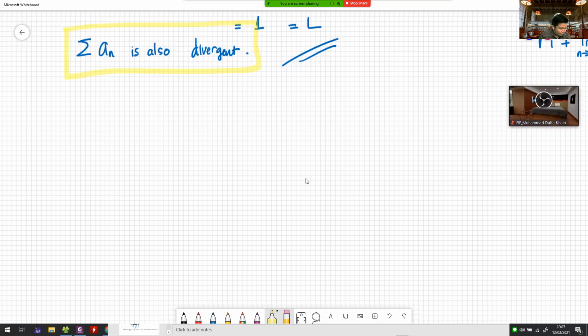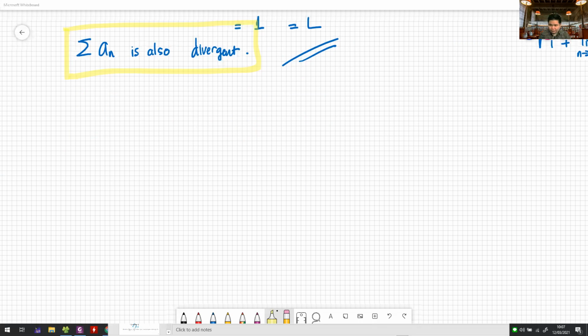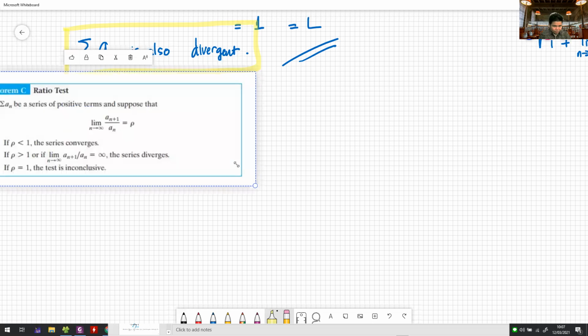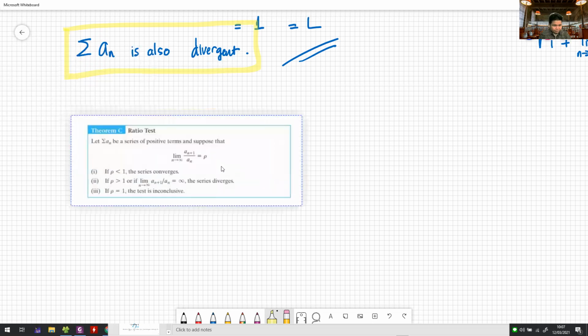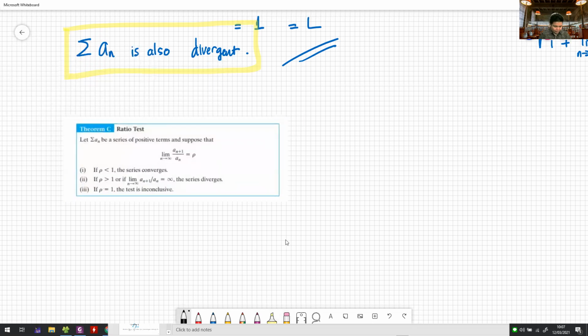Okay, now we go to number 4, method number 4, what we call the ratio test. I will enlarge this formula. This is from the book. This is what we call the ratio test. This is number 5, what we call the ratio test.